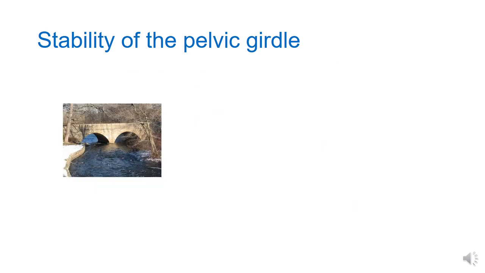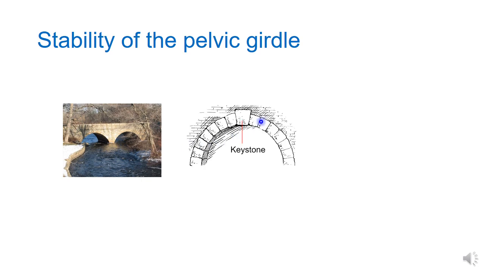To keep it maintained, if you see this bridge, this arch bridge, the secret of the stability of this bridge is what's called the keystone. This stone in the middle of the arch is wedged at this position. So if we have pressure on this stone, it will distribute the load to the periphery of the arch, maintaining the stability of the whole structure.